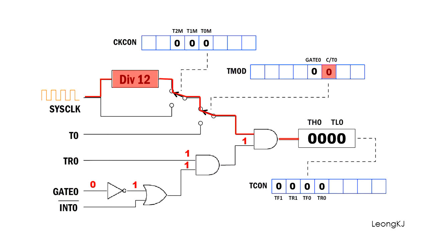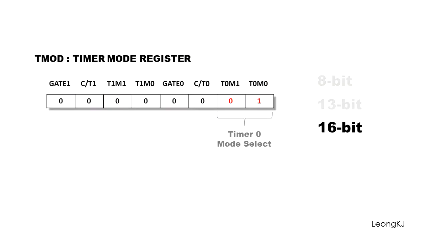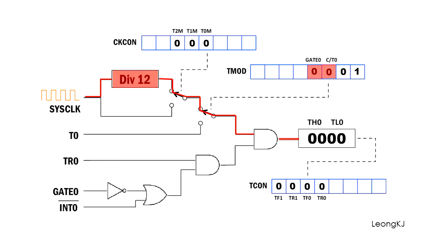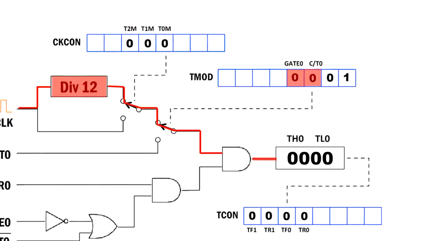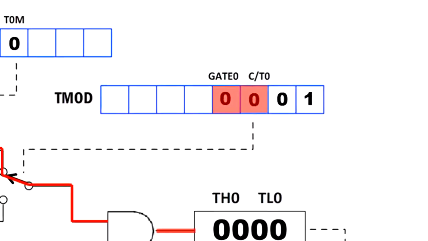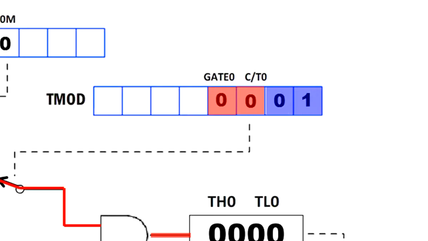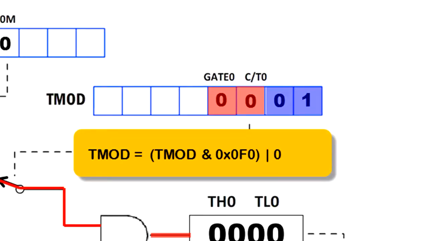The gate signal is 0 when the gate bit in the T-mode register is 0. To operate timer 0 in 16-bit, these two bits must be set to 0 and 1. Therefore, the lower 4 bits in the T-mode register must be set to 0001. Mask the lower 4 bits of T-mode to 0 and then OR it with 0001.